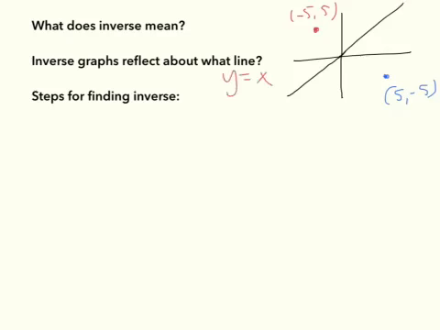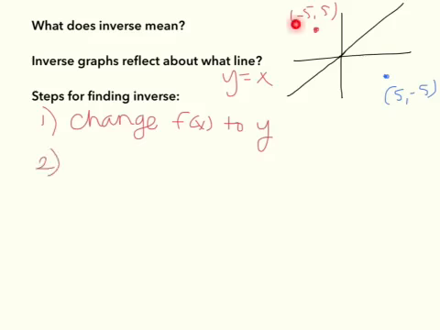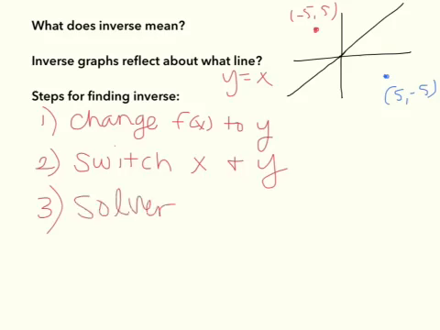Now the steps to finding it algebraically. The first thing you want to do, sometimes your f of x is already y, but if it's not, change your f of x to y. Then, just like we did with these points, my x became my y and my y became x. So you switch your x and y. Number 3 is you're actually just going to solve for your y now.